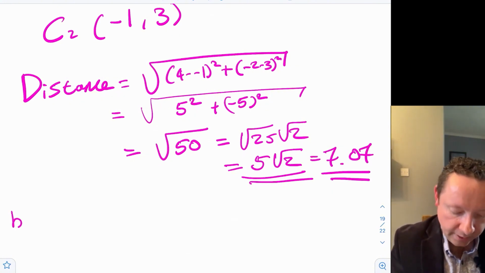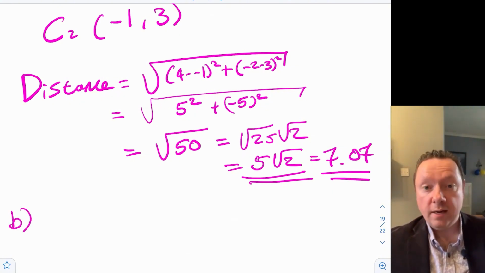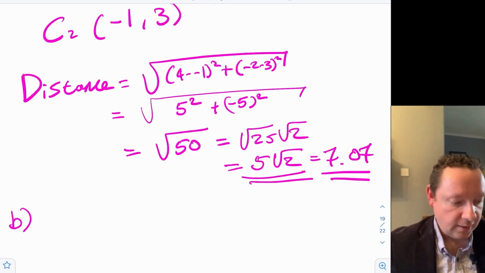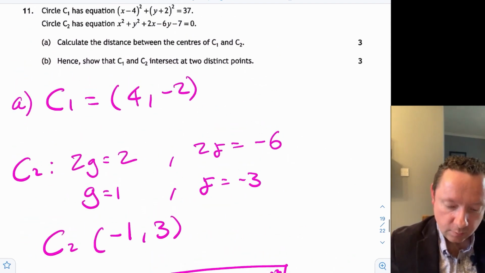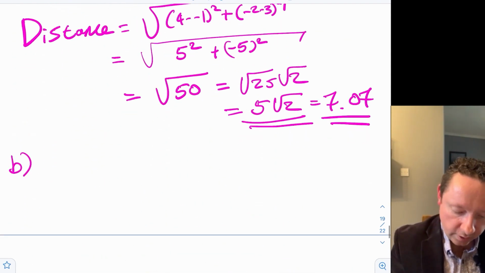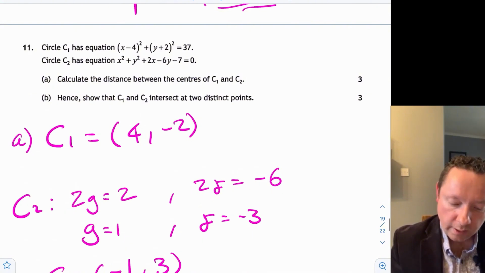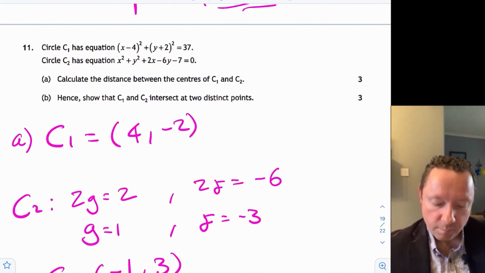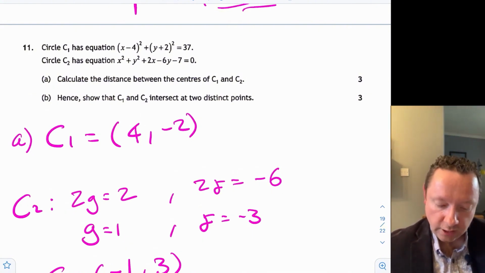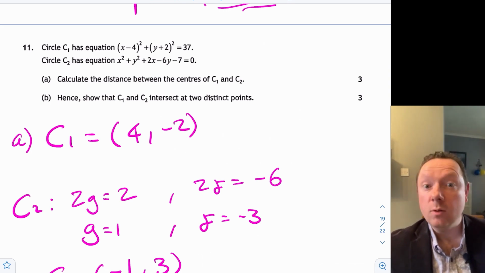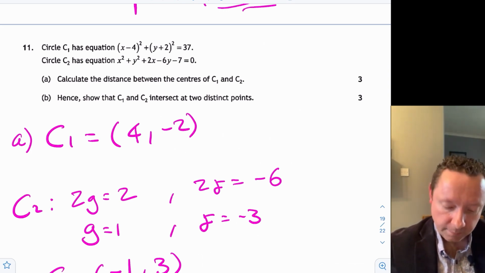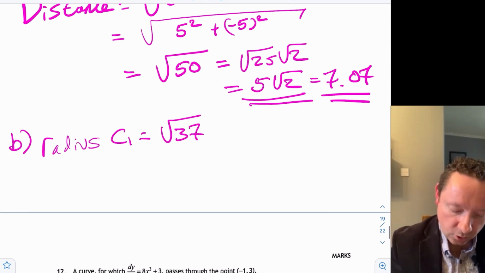And then for part B, to work out whether they intersect at 1 point, 2 points, or no points, you need to examine the distance between the centres compared with the radii. So I'm going to need my radii for C1 and C2. So the radius of C1 is equal to the square root of 37 because it equals r squared. The radius of C2 is given by the square root of g squared plus f squared minus c.